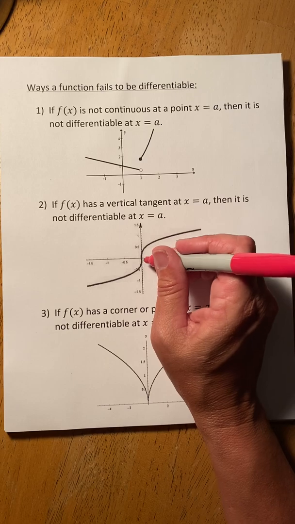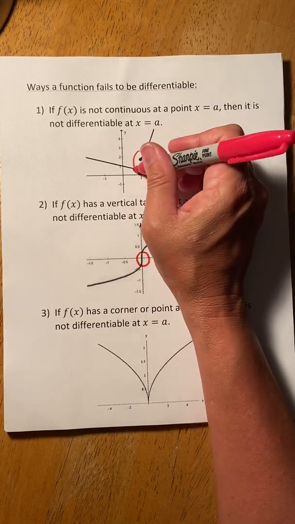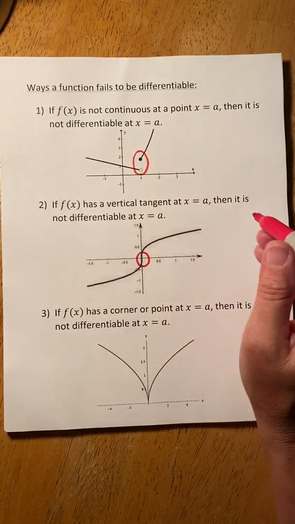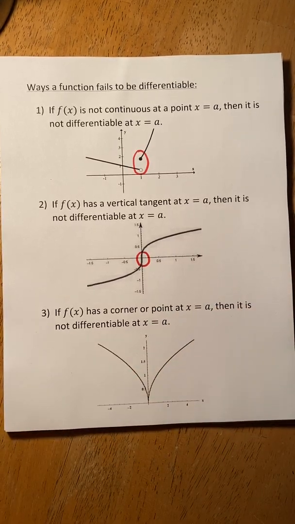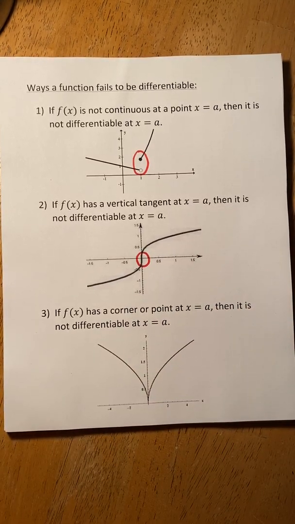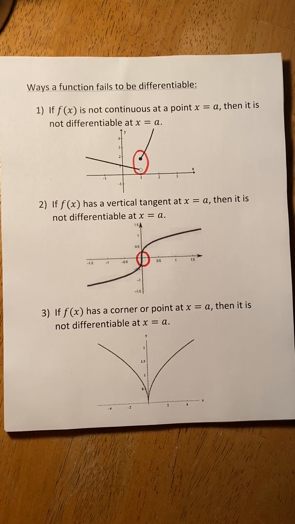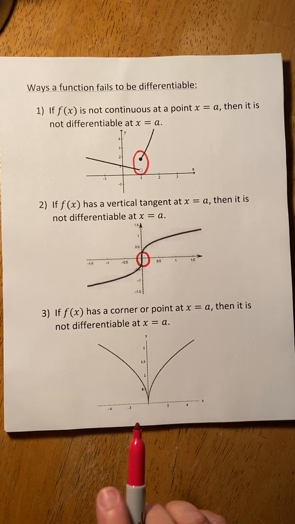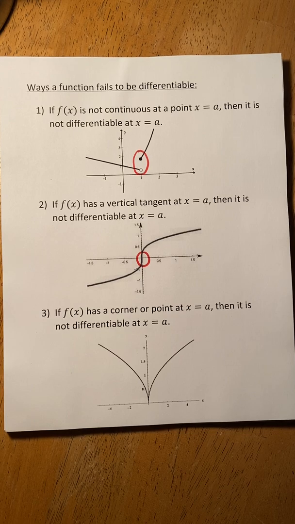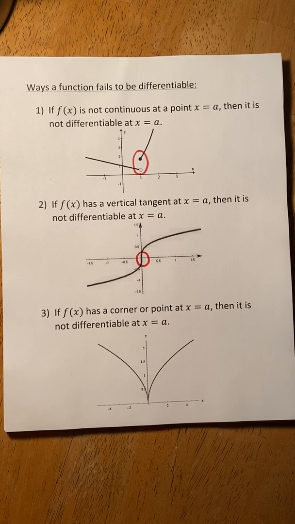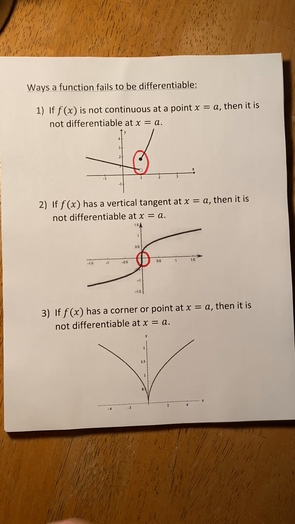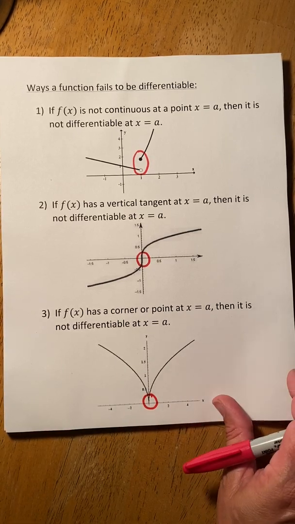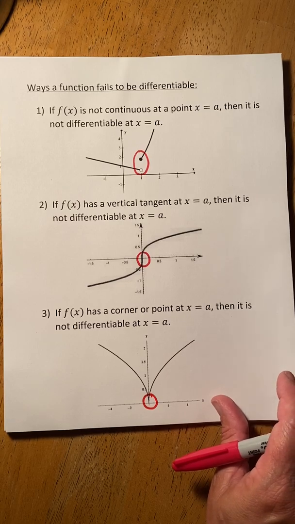If a function has a vertical tangent, so not continuous, that's the obvious one. Vertical tangent, if it's vertical for an instant in time, then it's not differentiable. That limit f of x plus h minus f of x over h will not exist. Also, if we have a corner or a cusp, a function like this, that would not be differentiable at a point. Absolute value function is also not differentiable because it has a point. The limit would not exist.